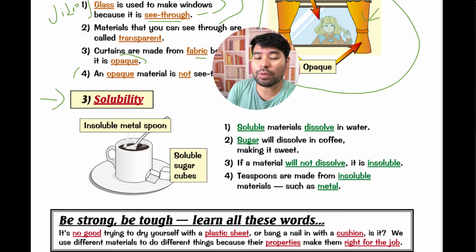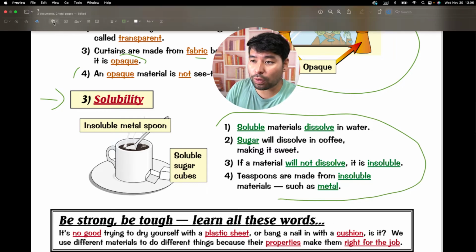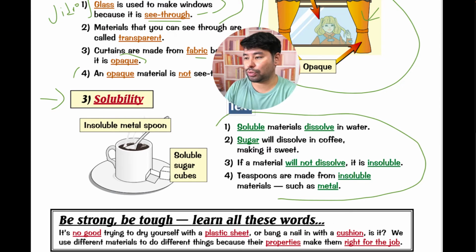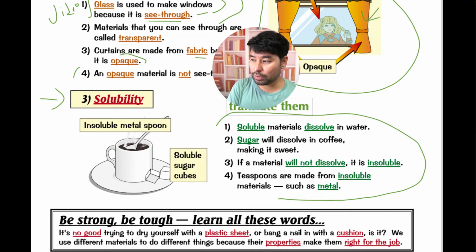Again, soluble, solúvel. Dissolve, dissolver. Will not dissolve, não irá dissolver. Insoluble, insolúvel, right? And metal, metal. So these words here that I gave now are very important words, okay? And of course, I'm gonna ask you to translate them. Please, okay? Of course, to Portuguese, right?